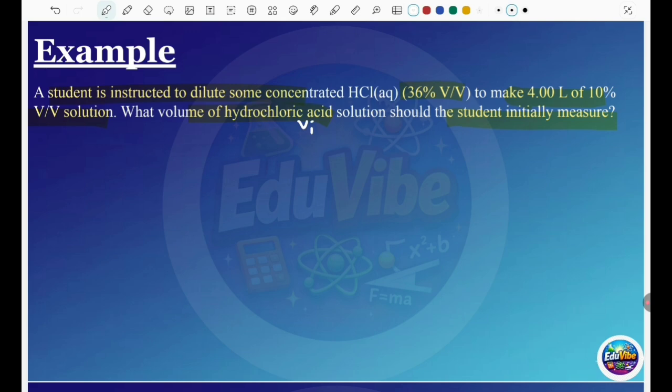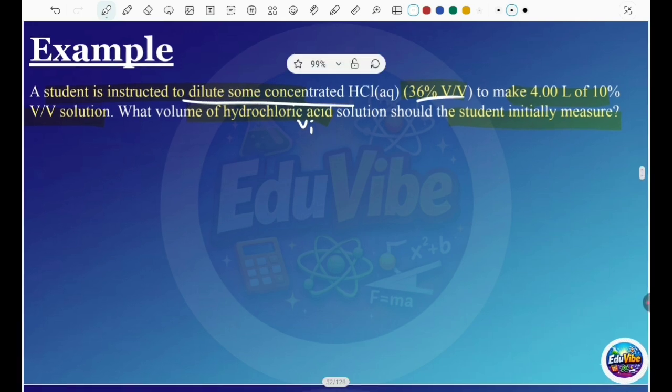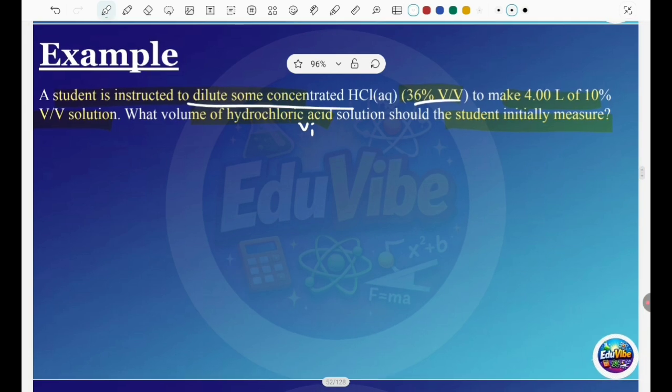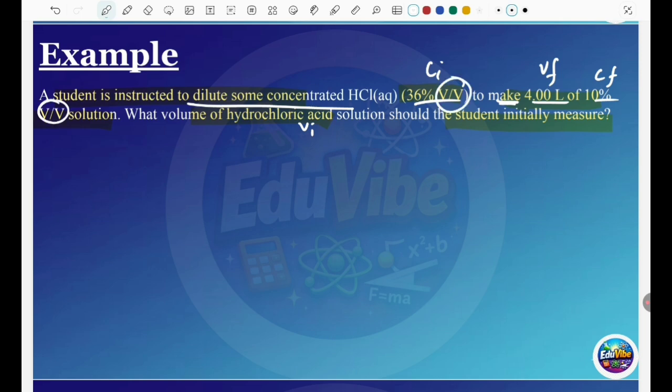But we are given that after dilution we have something. So this is Ci, to make this and this. So this is your Vf and this is your Cf. Since both are volume by volume, we can use this formula. So Vi Ci is equal to Vf Cf.